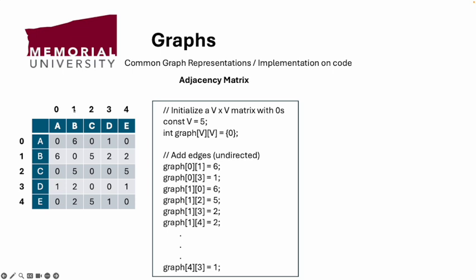And then jump to 1, right? 1 to 0 is 6. And 1 to 2 is 5. 1 to 1 is 0. We don't need to define. And 1 to 3 is 2. 1 to 4 is 2. Okay? So we'll continue to set up the weights in this 2D array. Okay? So we can build this matrix for this graph.